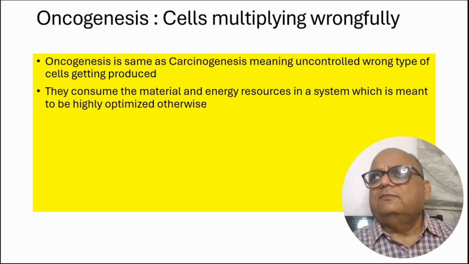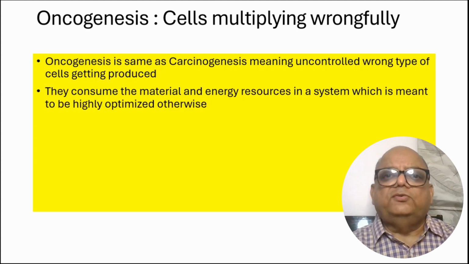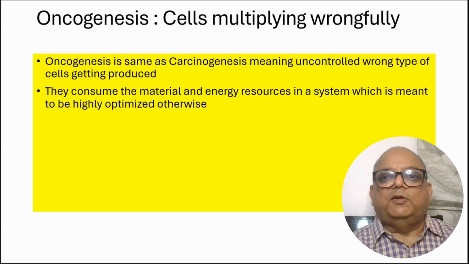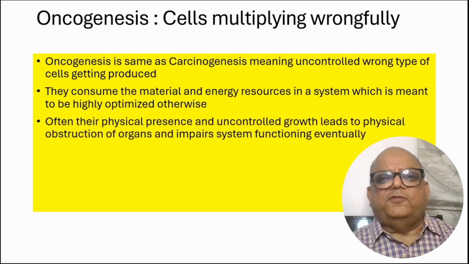So wrong types of cells may not do any harm expressly, they may not be something like poison, but they do consume a lot of energy and a lot of resources, which are otherwise optimized and rationed in biological systems. Their physical presence and uncontrolled growth may lead to physical obstruction, crowding and cluttering. Some things come under pressure, some things grow uncontrollably, and eventually it may impair, most of the time mechanically, the system's functioning.